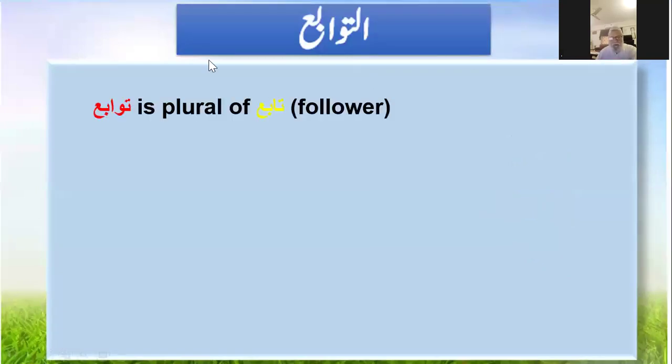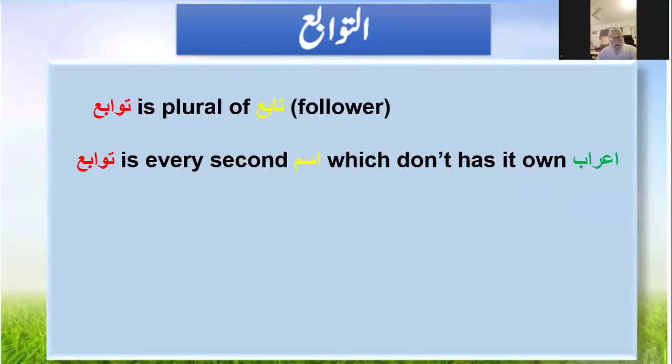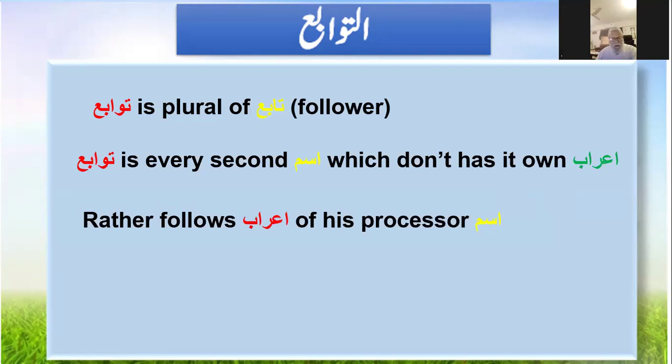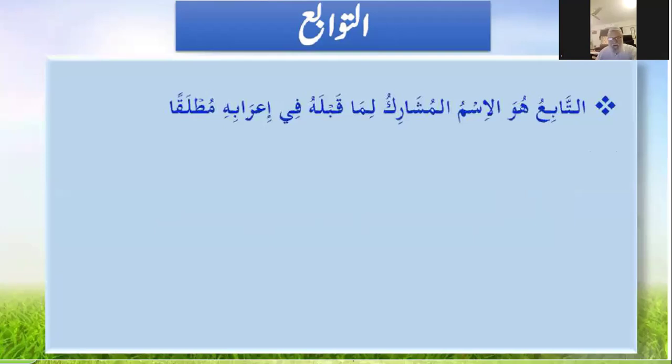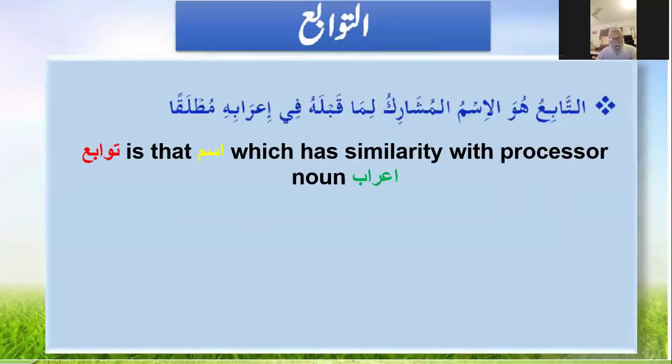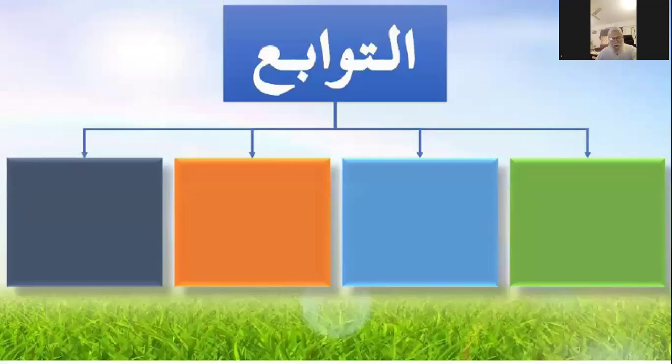So what is Tawabi'? Tawabi' is the plural of tabi', meaning the followers. Tawabi' is every second ism which doesn't have its own i'rab, rather it follows the i'rab of its preceding ism. Just like we say, التوابع هو الاسم المشارك لما قبله في الإعراب مطلقا. It means the tabi' is that ism which shares the i'rab of the preceding one. Tabi' has four types, or you can say tabi' is of four types.